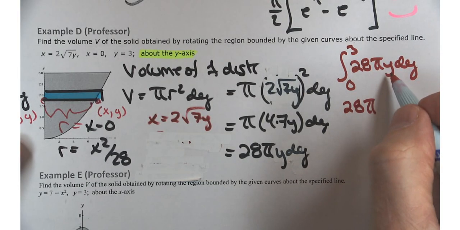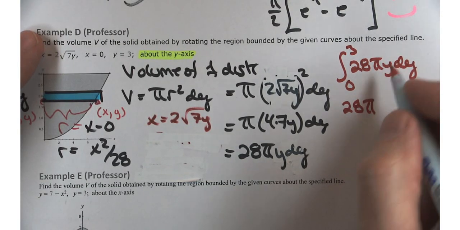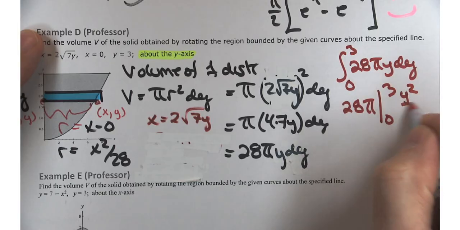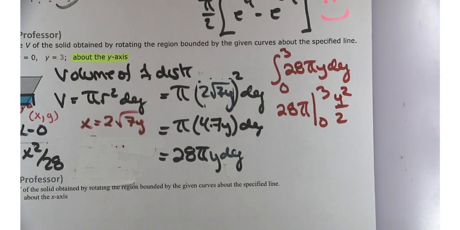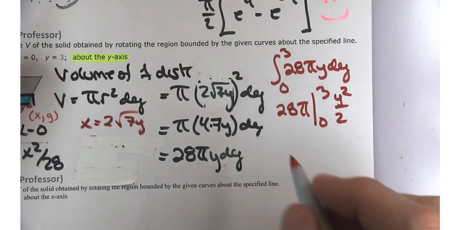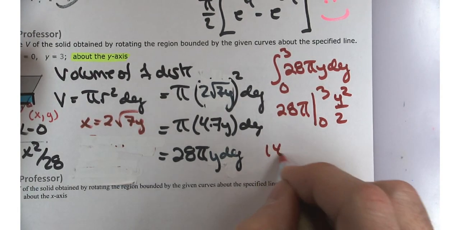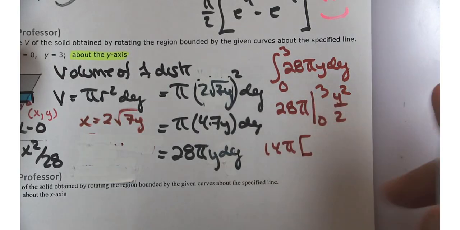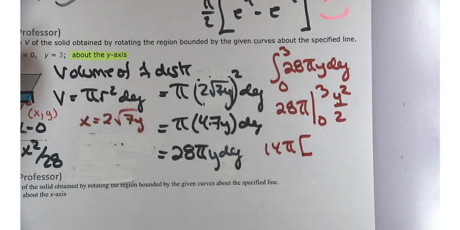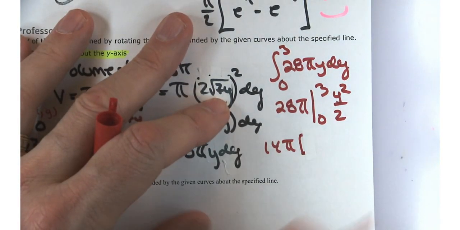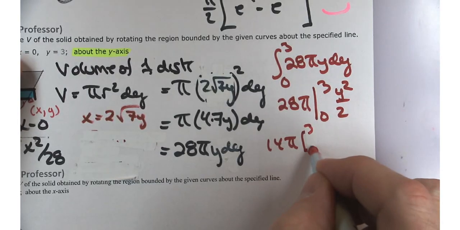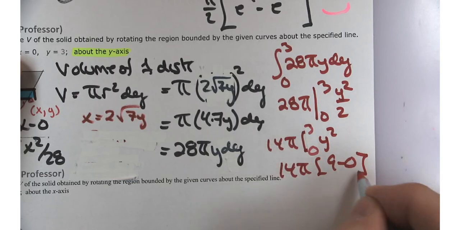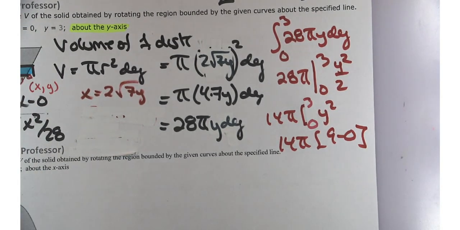And we just need the antiderivative of y. What's the antiderivative of y going to be? Y squared over 2. The 2 and the 28 are going to cancel, so it's going to leave me with 14 pi. And I'll plug in the 3 here. So it's going to be 14 pi, evaluated from 0 to 3, times y squared. 14 pi times 9 minus 0. And that's what, 126 pi?